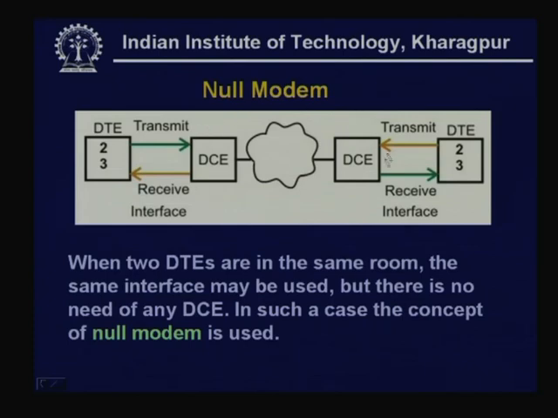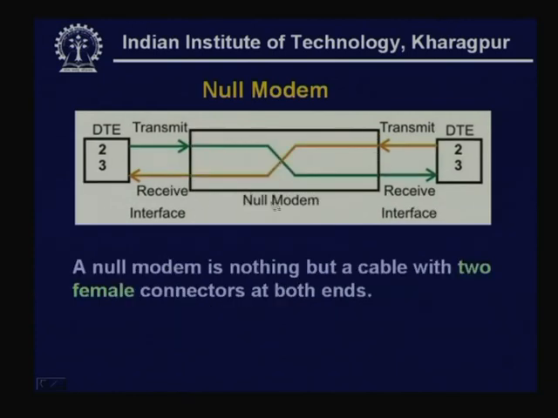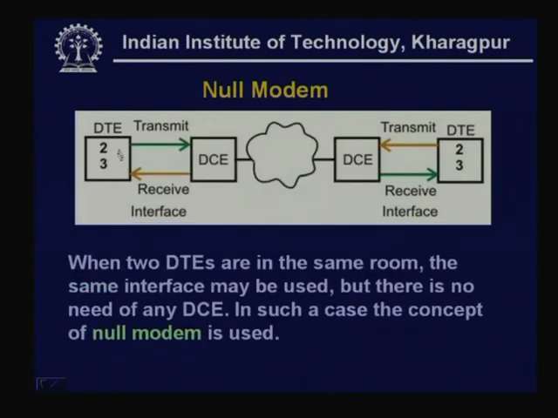So, instead of this DCE, telephone network and DCE at the other end, this is being replaced by a cable. So, null modem is nothing but a cable, as you can see. However, the wires are swapped. It is because this is the transmit line, so the transmit signal has to go to the receive line, and this transmit signal has to go to the receive line. So, a null modem is nothing but a cable with two female connectors at both ends. In the previous case, here we use a female connector, here we use a male connector. Similarly, here is a female connector, here is a male connector.